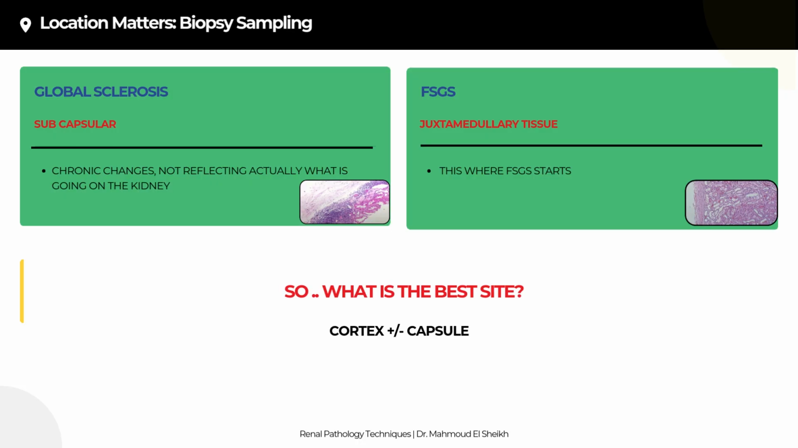The location of the biopsy core is always important. For instance, if the sample is taken from subcapsular tissue, it will predominantly show sclerosis and chronic changes, which may exaggerate the degree of damage and not truly represent the rest of the cortical parenchyma. Similarly, early FSGS often begins in the juxtamedullary region, so if the biopsy is not sufficiently deep, these early lesions may be missed. So what is the best site to take? Cortex plus or minus capsule is the best site to obtain your core.